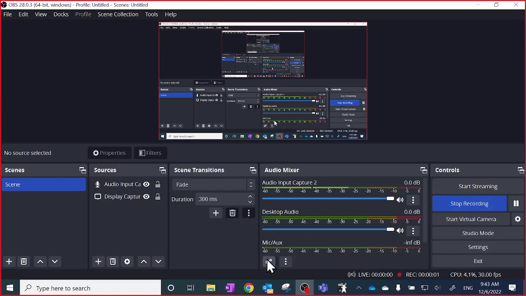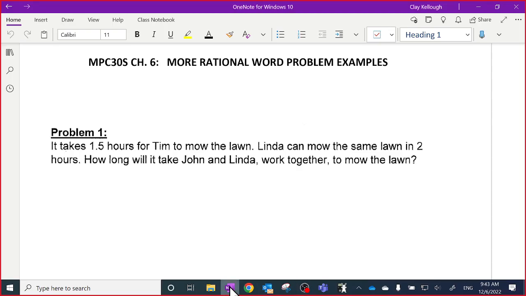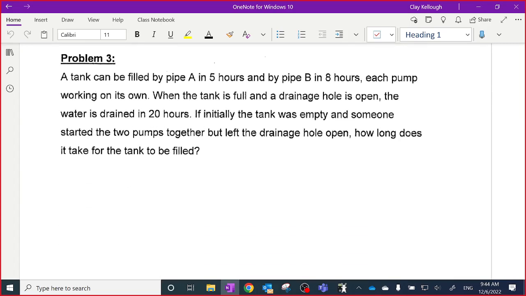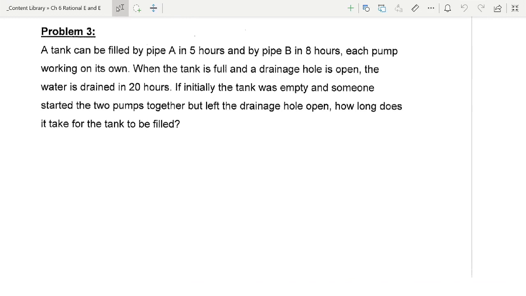Okay, we're going. So let's go through the questions in this booklet that we did not go over yesterday. In yesterday's lesson, we did problem 1 and problem 2. So now we're on problem 3. Can everybody take a look at problem 3?